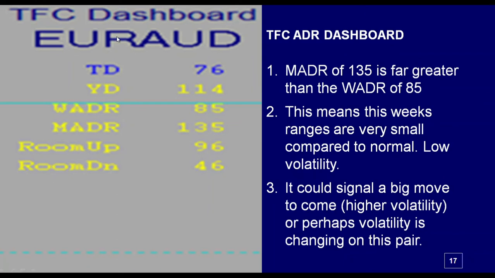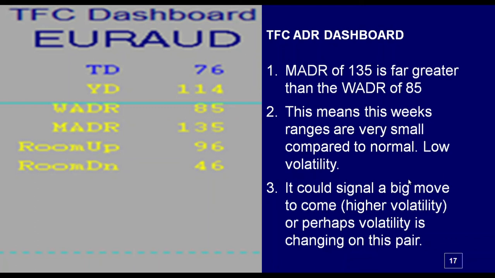This is Euro Aussie. That's not massively clear, but the monthly average daily range is 135. But the weekly average daily range is 85. So this week, for some reason, the Euro Aussie ranges have contracted, yeah? Seriously contracted by an average of 50 pips. Low volatility this week on the Euro Aussie.